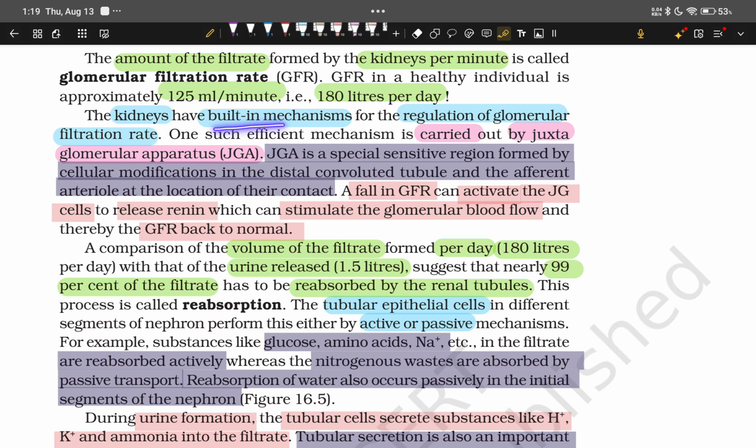Now, kidneys have a built-in mechanism for regulation of glomerular filtration rate. One such efficient mechanism is carried out by the juxtaglomerular apparatus. This mechanism we are going to read in hormonal regulation, which is going to come at the end of this chapter, so you have to wait for that. But let's talk about the juxtaglomerular apparatus first. The juxtaglomerular apparatus is a special sensitive region formed by cellular modification in the distal convoluted tubule and the efferent arteriole at the location of their contact. So basically this is a cellular modification of the distal convoluted tubule and efferent arteriole where they are in contact.